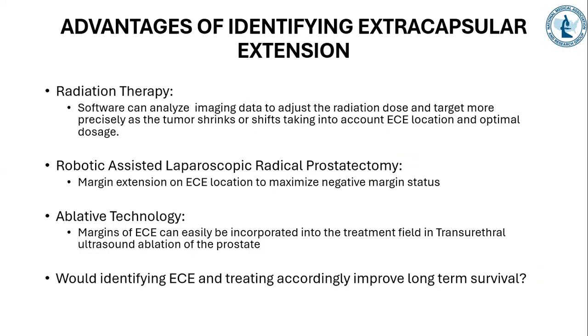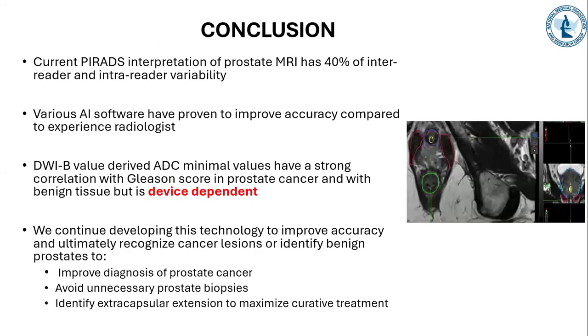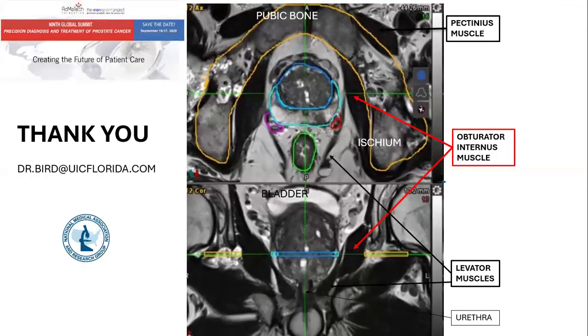Now, will identifying these and treating them accordingly improve long-term survival? Only time will tell. In conclusion, I want to thank you for your attention, and yes, we find that PI-RADS interpretation is variable. The various AI software have proven to improve accuracy, and ADC values can potentially help the urologist by guiding them in finding a correlation with Gleason score, but it's device dependent. And we need to continue developing this technology because it's helping us improve diagnosis, avoid unnecessary prostate biopsies, and identify extracapsular extension to maximize curative treatment. Thank you very much.